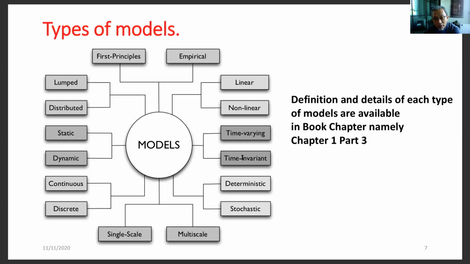Then there are time varying and time invariant issues, deterministic and stochastic. Deterministic is something that does not include noise, and stochastic is something that includes noise. And we are referring to models that are single scale and multi-scale. Multi-scale is a big one where you have a lot of single scale inside it, so it becomes more complicated. And then when it goes to the domain, there is a continuous domain and a discrete domain.